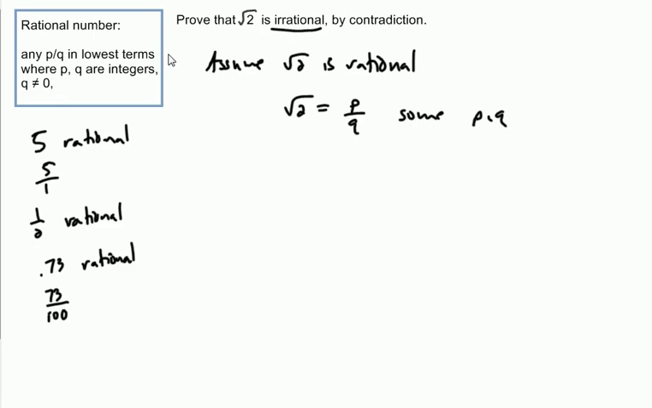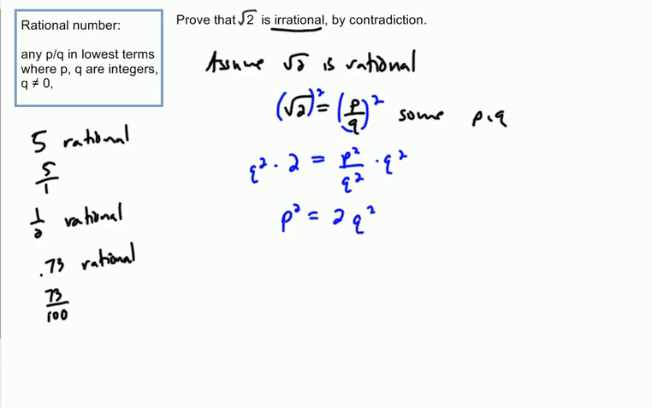If we're going to do any kind of algebra, we don't really want this square root of 2 in here, so we're going to square both sides. When you square both sides, you get 2 equals p squared over q squared. And if you multiply both sides by q squared and turn this around, you'll get p squared equals 2q squared. Now since p and q are both integers, p squared is really 2 times an integer, which means p squared is even.